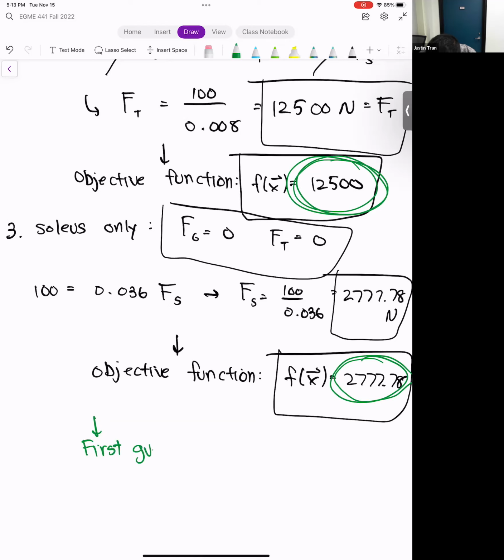Sorry, Professor. So you're saying the goal is to have a low objective function? Wait, say again? Is our goal to have a low objective function? Yes, our goal is to have as low an objective function as we can. So we want to minimize that based on our candidate solutions.